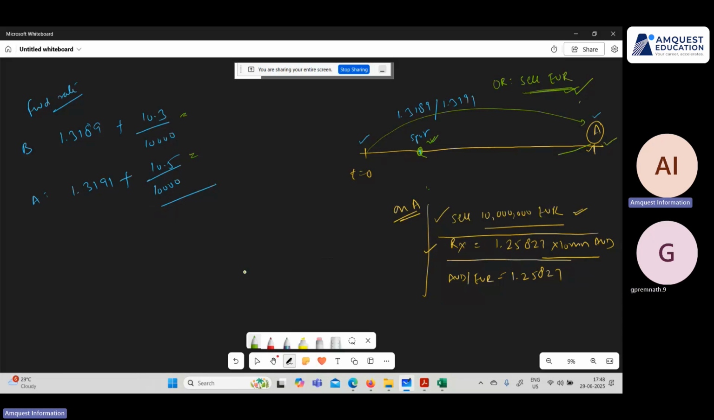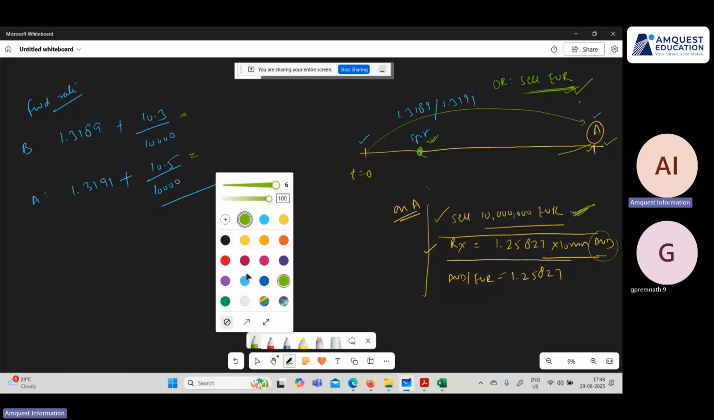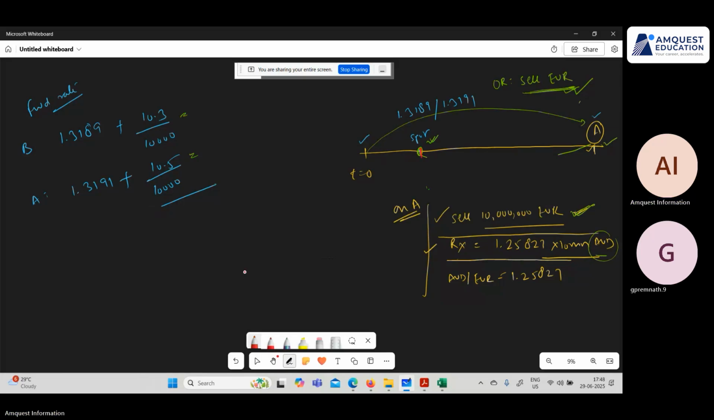That at A, I would be selling euro. And I will receive AUD. This is the AUD that I'm going to receive in my hand. Now, if I'm selling euro, and I am standing over here, the opposite of sell is buy. Correct. If I'm selling euro, I have to buy euro just to offset. Selling euro, opposite is buying euro.